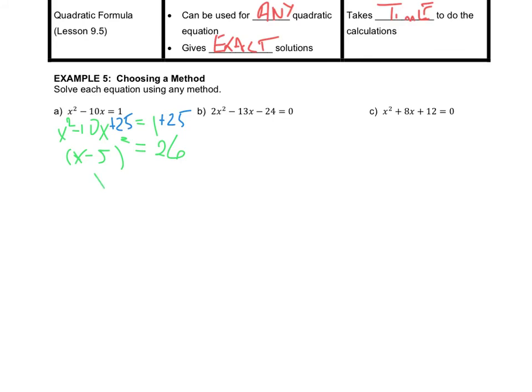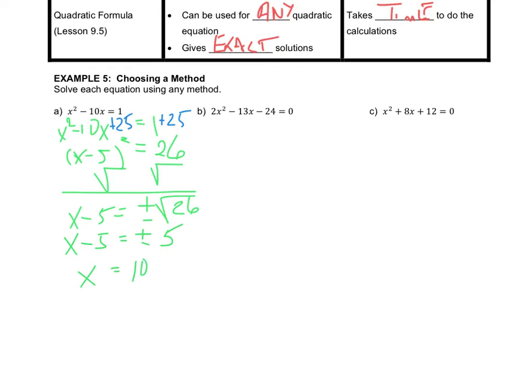So from here, this is where we take the square root of both sides. That's going to leave me x minus 5 on the left-hand side, and remember, plus or minus the square root of 26 on the right-hand side. So the square root of 26, I'm just going to round it. It's about plus or minus 5.09. I'm just going to round it to approximately 5. Then I would add 5 to both sides. So 5 plus 5 is 10. 5 minus 5 is 0. So my two solutions would be 10 and 0.